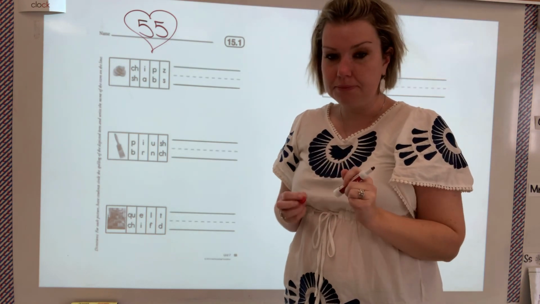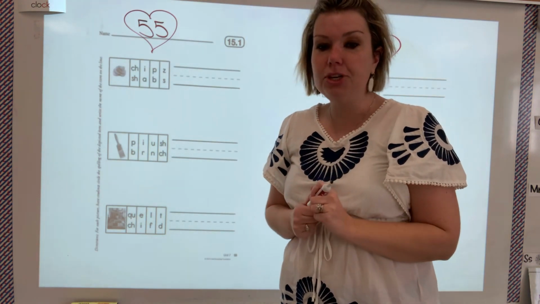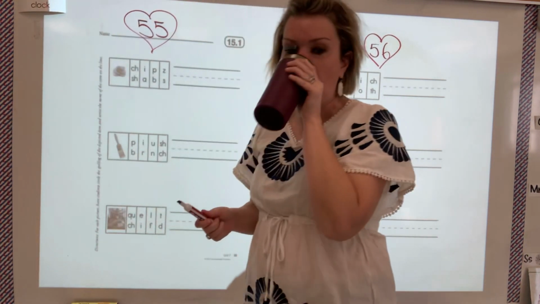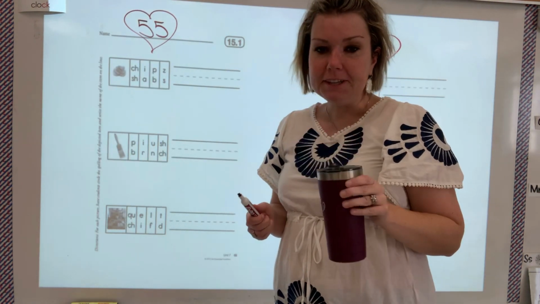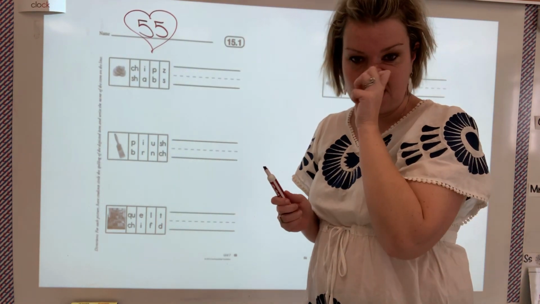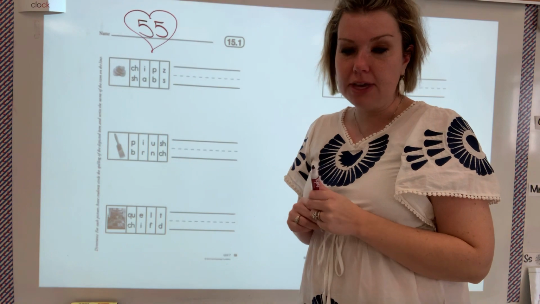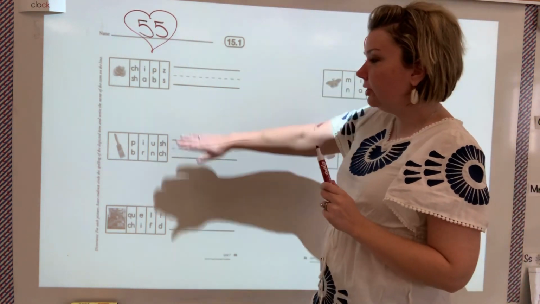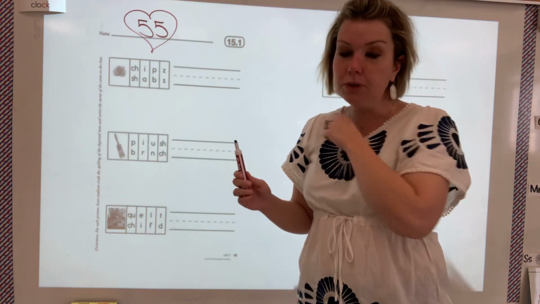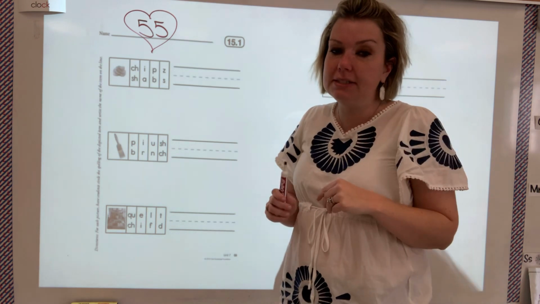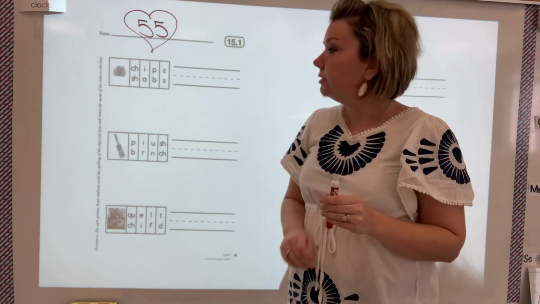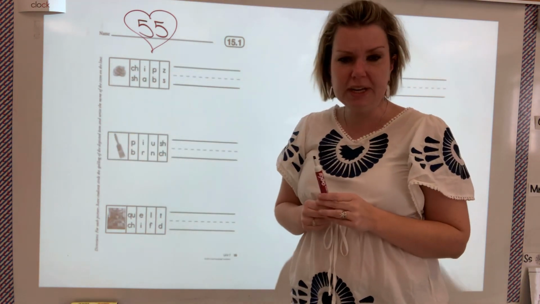Give me a thumbs up when you have your puppy dog book and you've turned to the right page. Awesome. Some friends are flipping their pages, that's okay. So let's take a look at these first three. We have to look at the picture, figure out the word of what our picture is, segment the sounds, and then write the word. So this first picture is what?